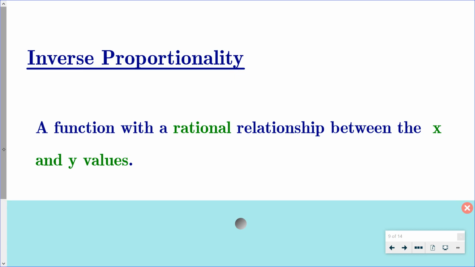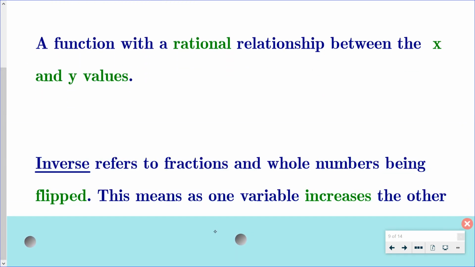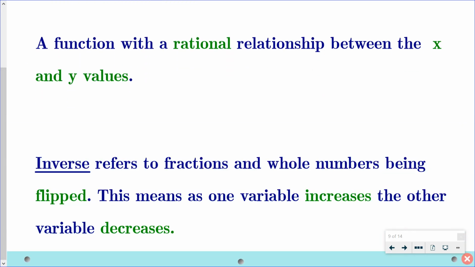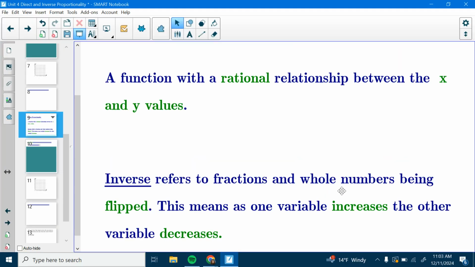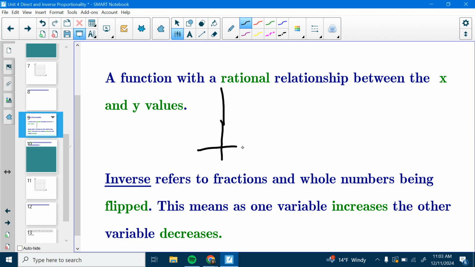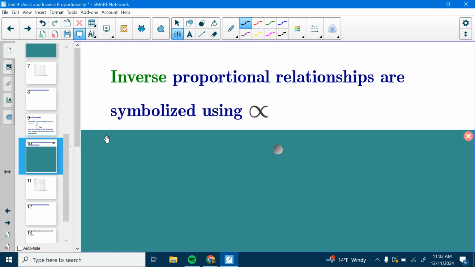Okay? And kind of switching around to viewing these as fractions. So inverse refers to fractions and whole numbers being flipped. This means that as one variable increases, the other variable decreases, okay? So these are all about our functions where as we move along the x-axis, we decrease our y-axis. So we start out high and we go low, okay? So make sure you get that vocab, okay?